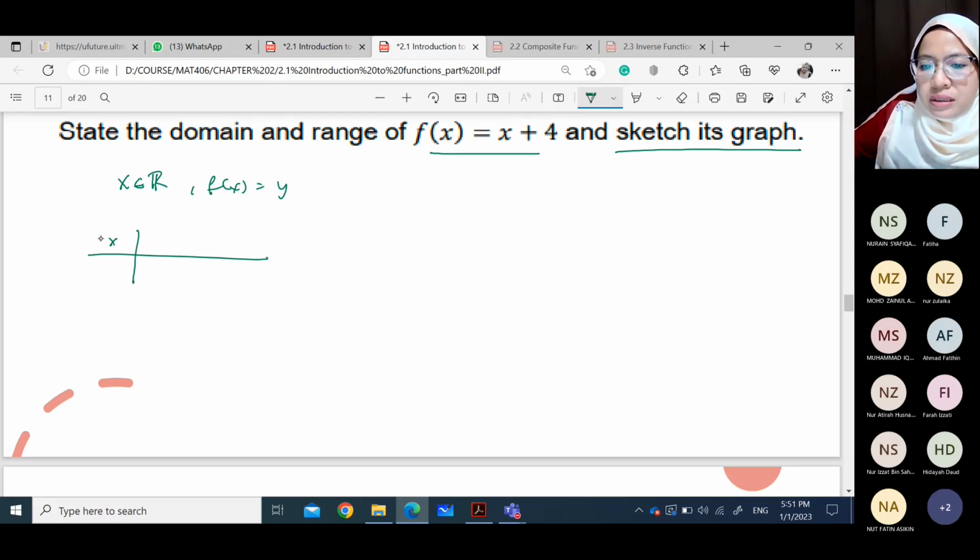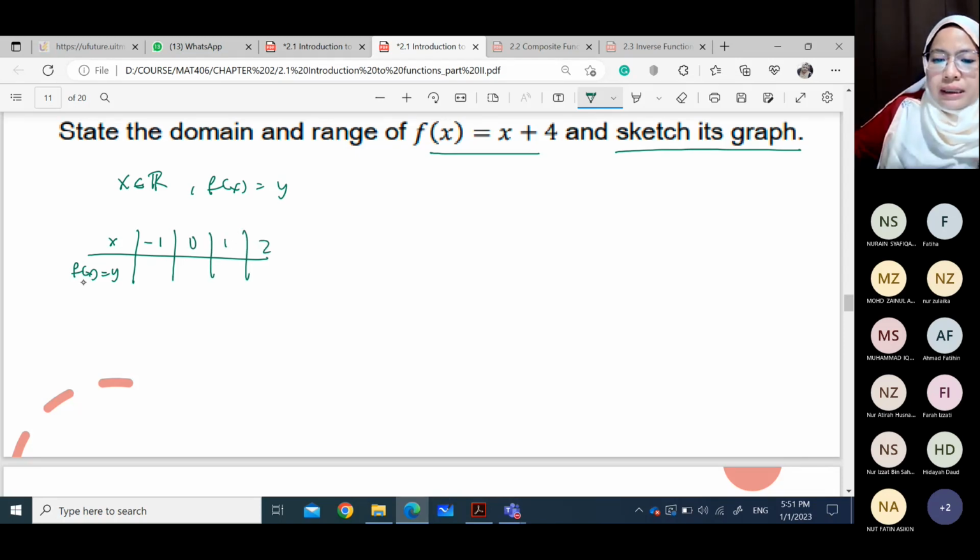So x is the domain and our range here is f(x). So f(x) is equal to y. It is also y. Okay, so let's say we start our domain from negative 1, 0, 1 to 2. So here we find the range. For the domain negative 1, we put it into this function, negative 1 plus 4, we get 3. So our range here is 3.